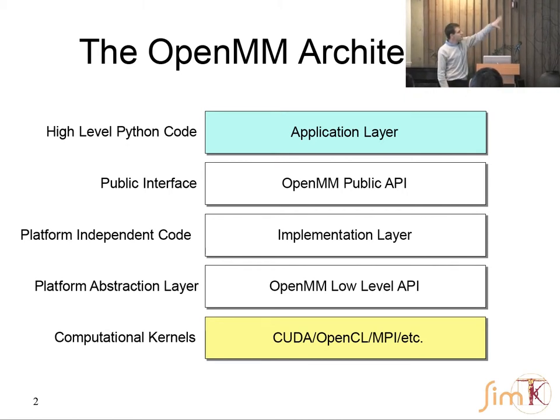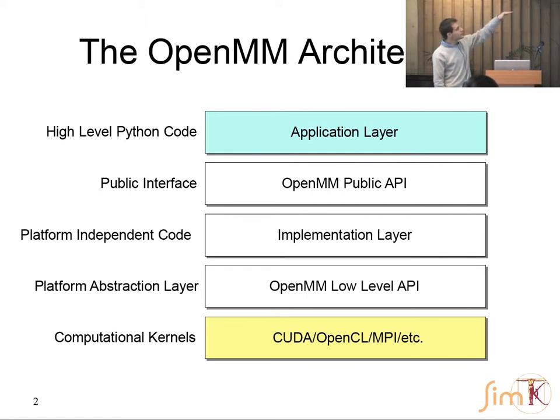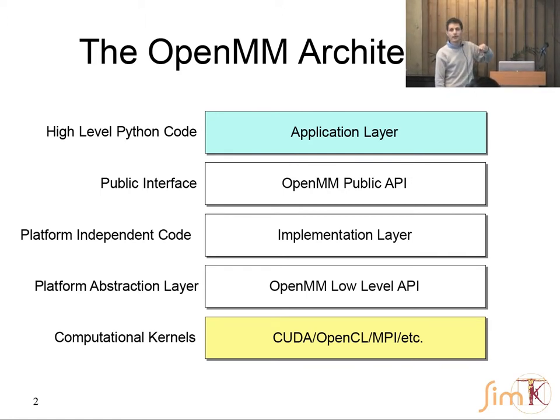And you can see this a bit reflected in the architecture. At the very top level is the Python-based application layer, which is what pretty much all the talks so far have focused on. The next level below that is what we call the public API. Natively it's a C++ API, though we also have wrappers for it in many different languages, including Python, C, and Fortran. And this is the interface that you use if you're writing your own application and want to make use of OpenMM to perform calculations.